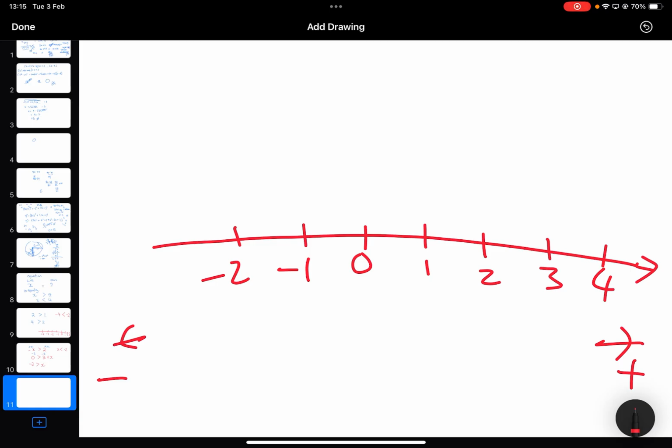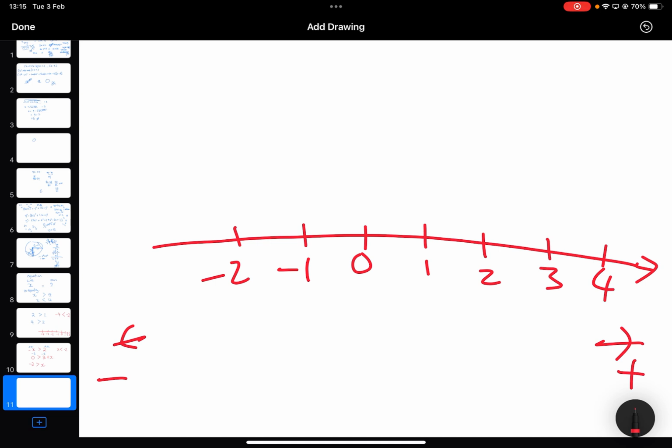Okay? This thinking is important. My horizontal line is only concerned about the left and the right. I don't care whether it's high or low. The only thing that I'm concerned about is how left or how right a point is.